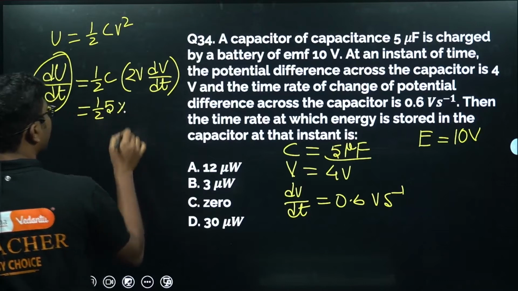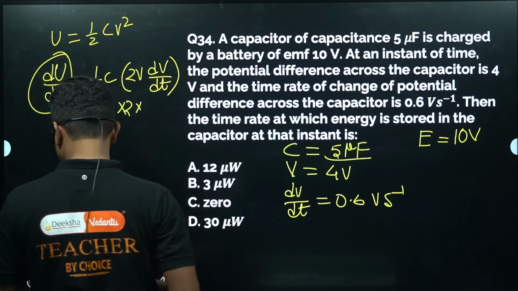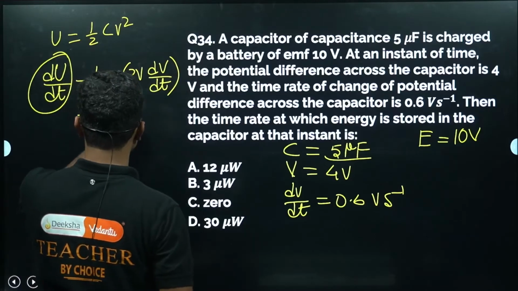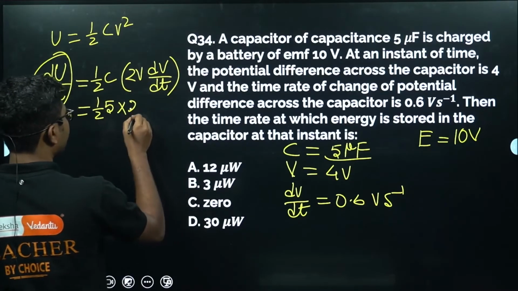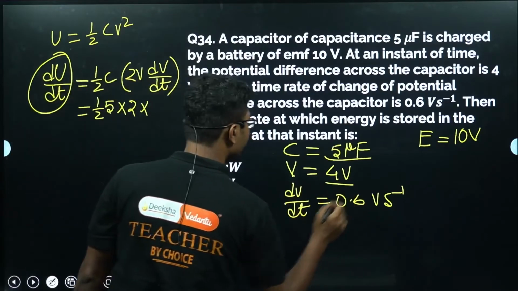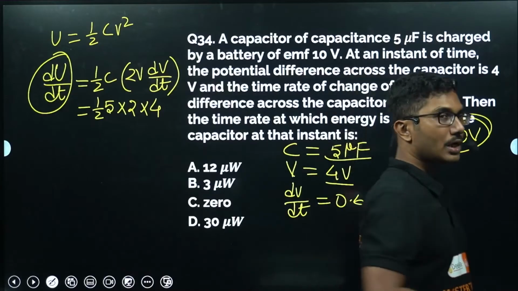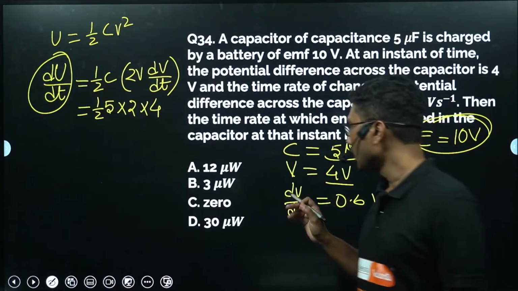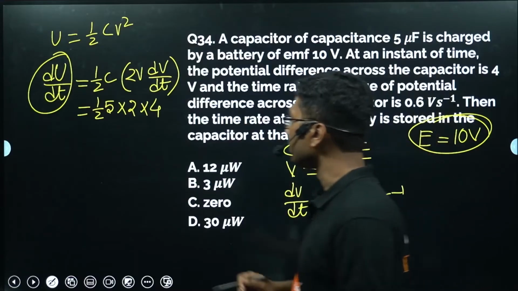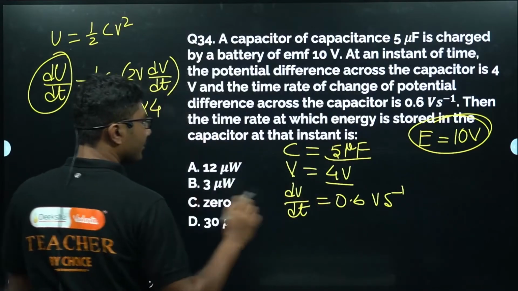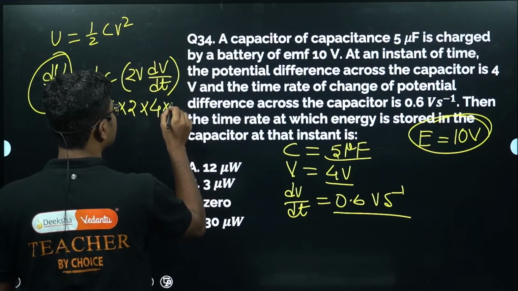C is given 5 microfarad. Okay, 2 volt at this instant. At this instant, they have given you the potential as well. At this instant, potential is 4. Do not use this value. This value is total potential, maximum potential, when the capacitor is fully charged. At this instant, the voltage is 4, and rate of change of potential is 0.6. So dV by dt is 0.6.